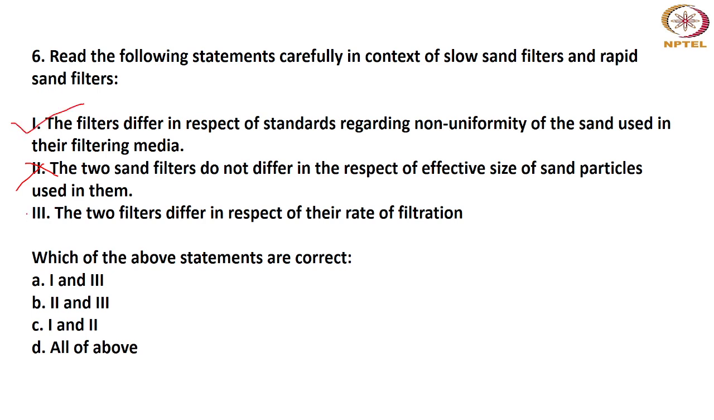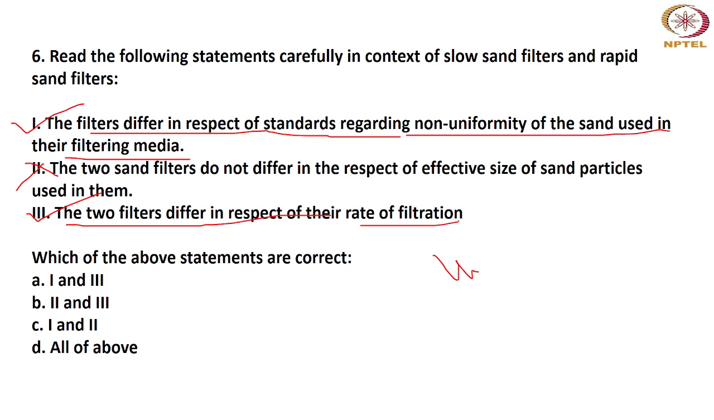So the first statement and the third statement are the correct statements because the filters differ in respect of standards regarding non-uniformity of sands used in their filtering media. Right? So depending upon uniformity or non-uniformity, they will differ. In case of rapid sand filter, you can see the uniformity, but in case of slow sand filter, you will find that non-uniformity much. And the two filters differ in respect of rate of filtration. Yes, that's very simple, right?